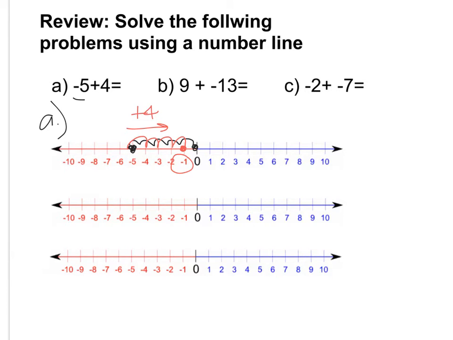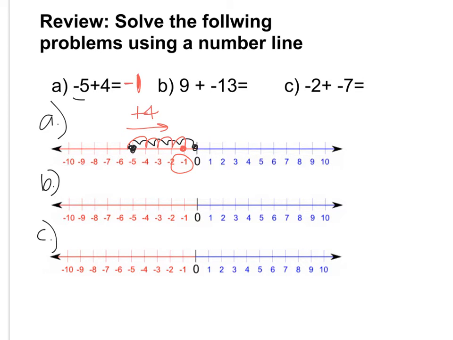Now, using our adding integers rules, we know that when the number is positive and negative, we actually subtract them. So 5 minus 4 is 1. And we take the sign of the number with the greater absolute value. So 5 is bigger than the number 4, and 5 is negative, so that means that our answer is also going to be negative.